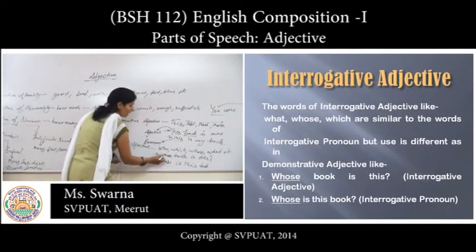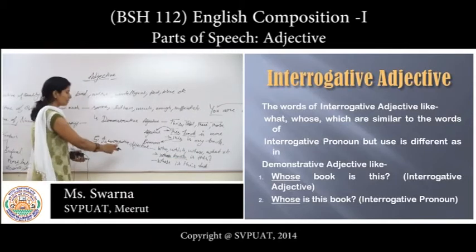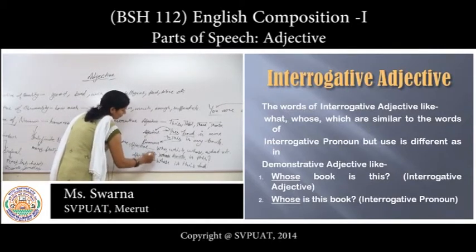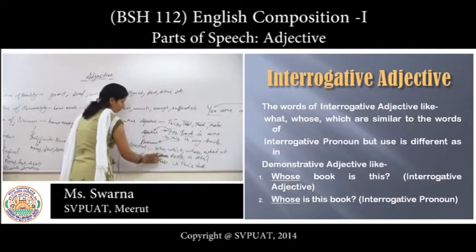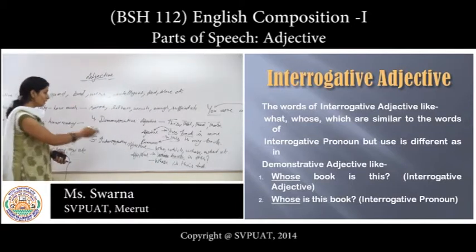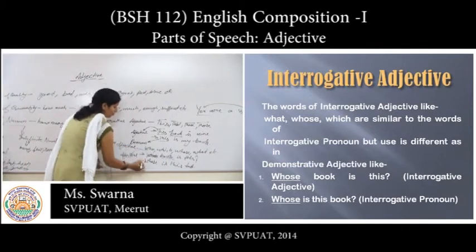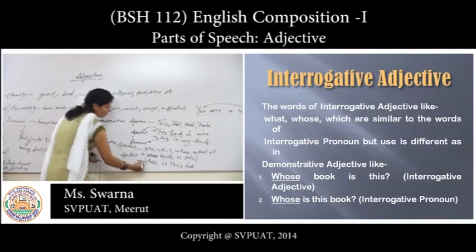If we use an interrogative word with a noun, then it is an adjective, an interrogative adjective, because whose qualifies the book. In the second sentence, you can see that whose is without any noun. So in this sentence, whose is in place of a noun, so it is a pronoun.